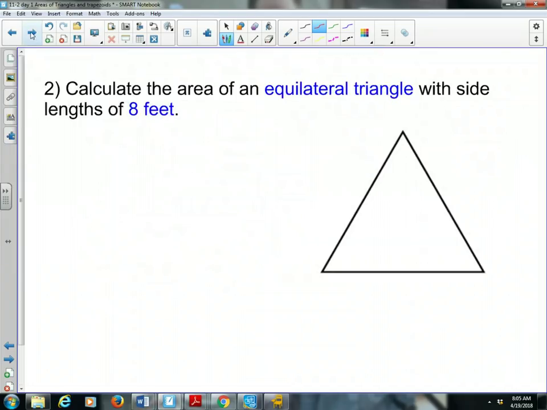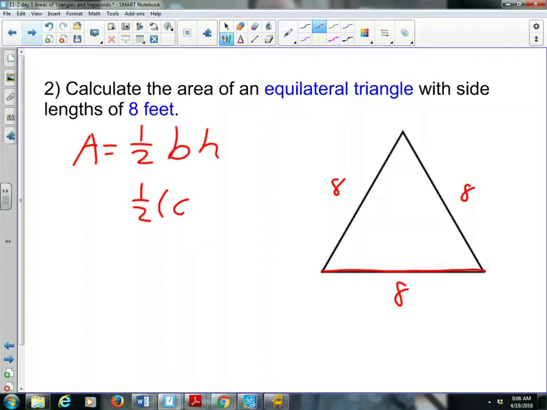Take a look at this one. Calculate the area of an equilateral triangle with side lengths of 8 feet. So if it's equilateral, all the sides are congruent, and they're all 8. So the area of a triangle is 1/2 base times height. Well, I know the base. The base is 8. 1/2 times 8.